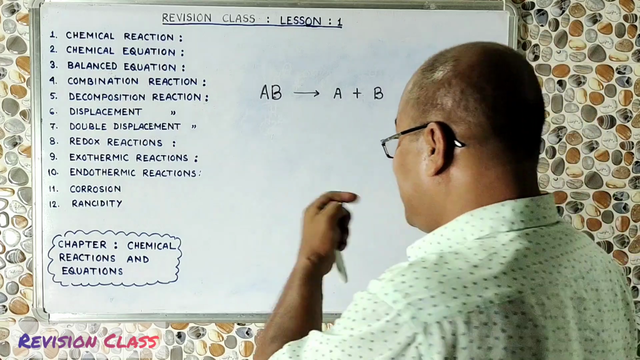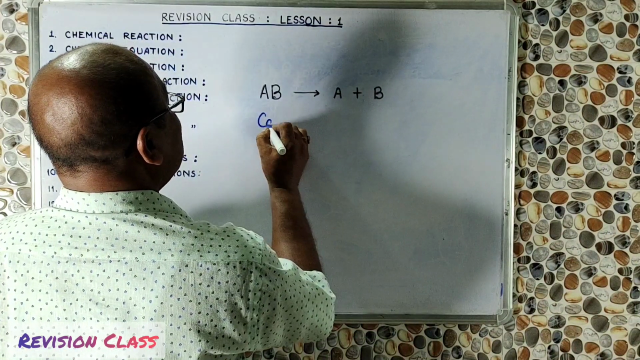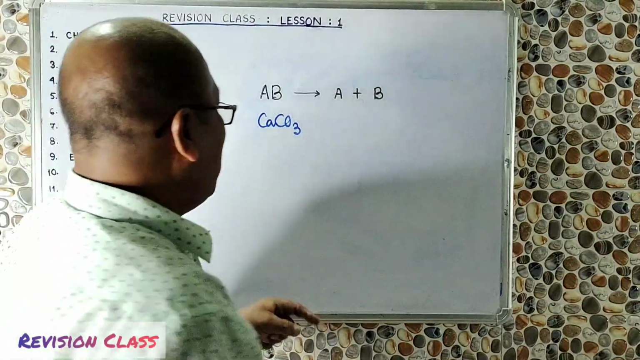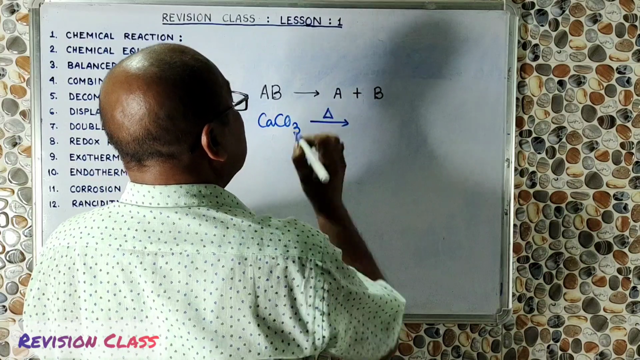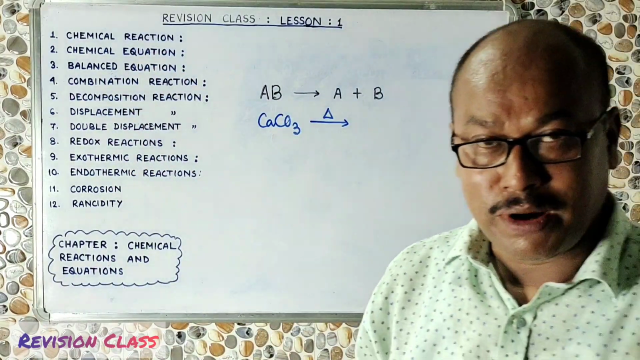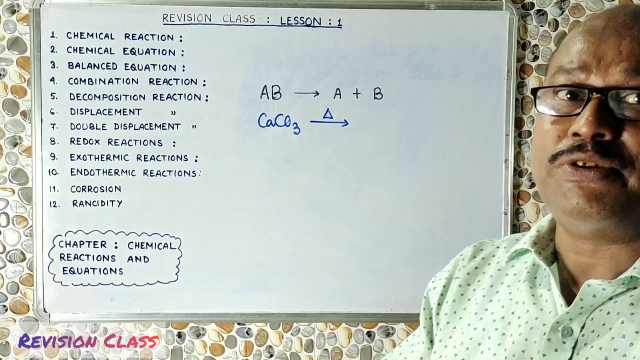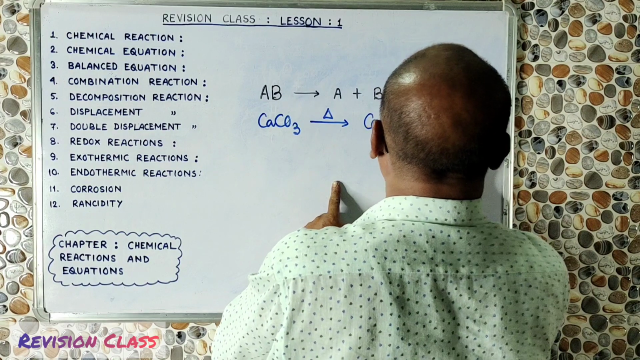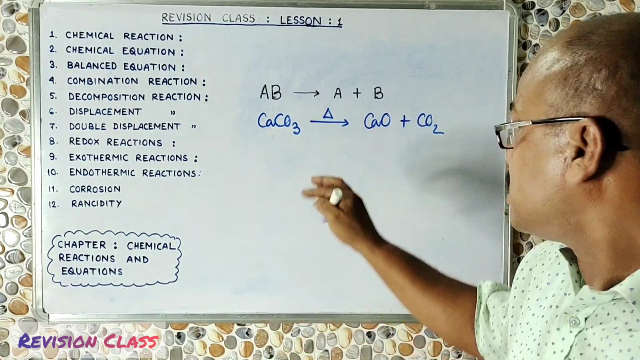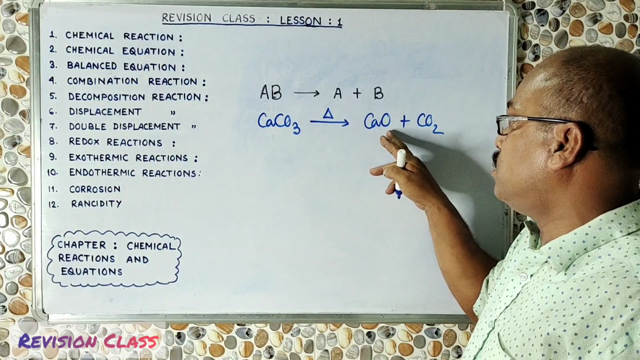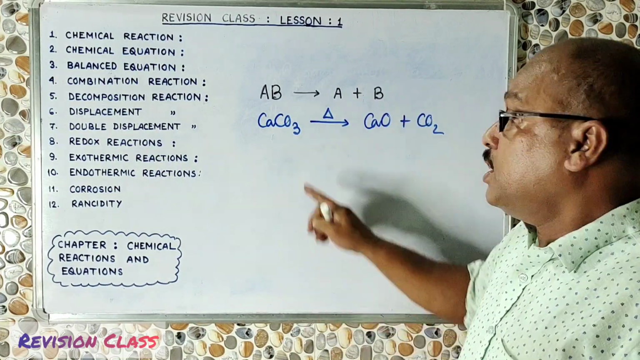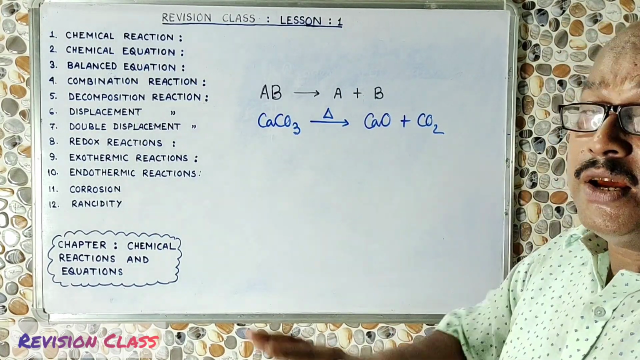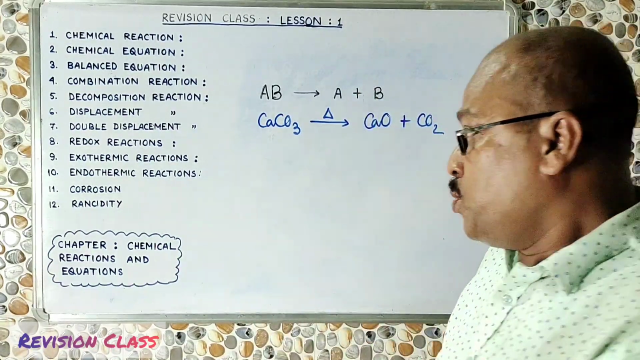So let us see an example. The example we can see is CaCO3, that is calcium carbonate, limestone. Now if we apply heat on this calcium carbonate, an extreme amount of heat is to be applied, and then what will happen? It will break down to calcium oxide plus carbon dioxide. You can see this single product AB is broken down to CaO, which is A, and carbon dioxide, which is B. So calcium carbonate broken down in presence of heat to produce calcium oxide and carbon dioxide is an example of decomposition reaction.